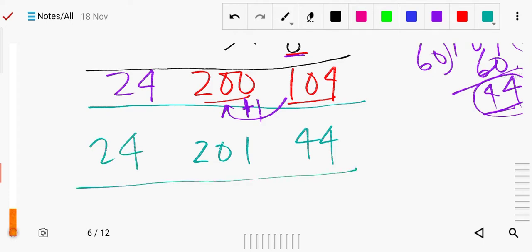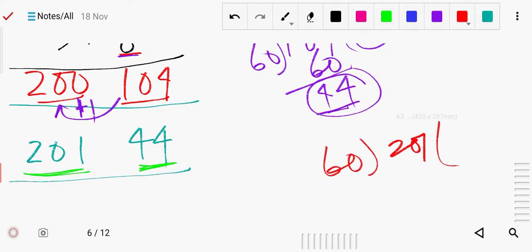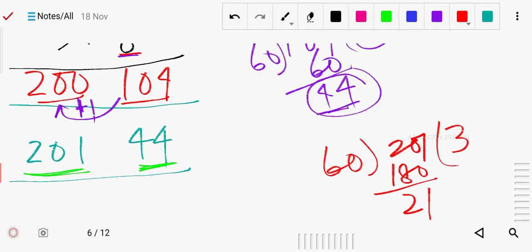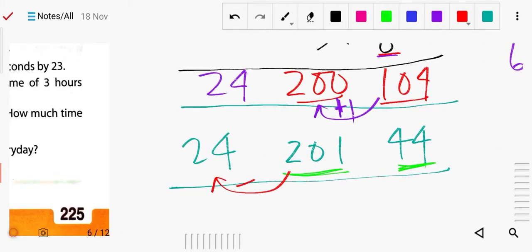Now one more line. Now here 201, so again we have to change. So what we will do, again we will divide this 201 by 60. How many times? 3 times. So it will be 180. So the remainder will be 21. So this 3 will be again sent to the next part. So 3 will be added here.